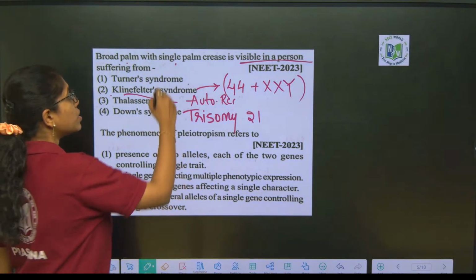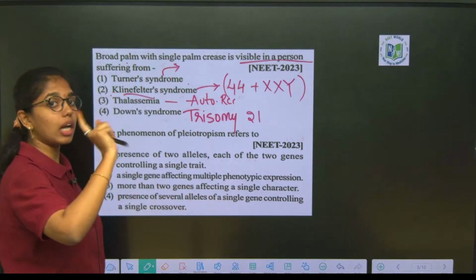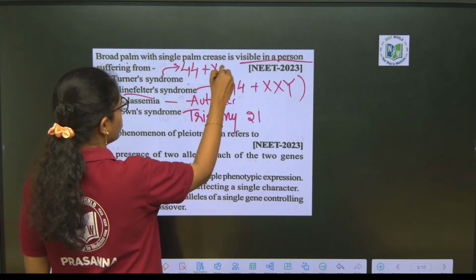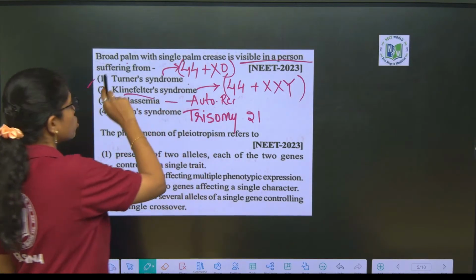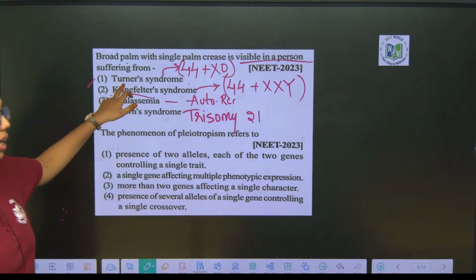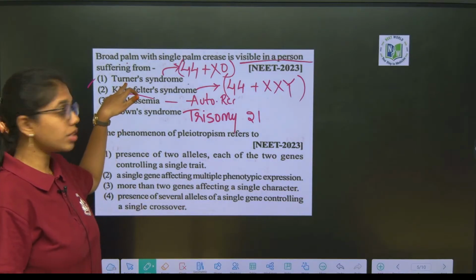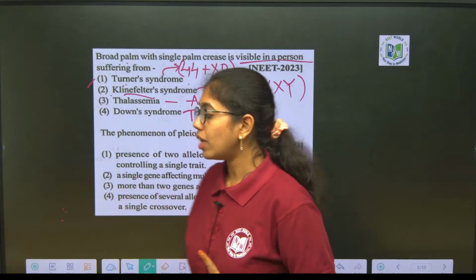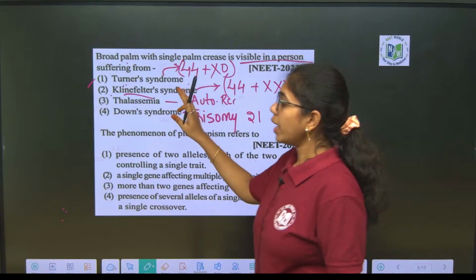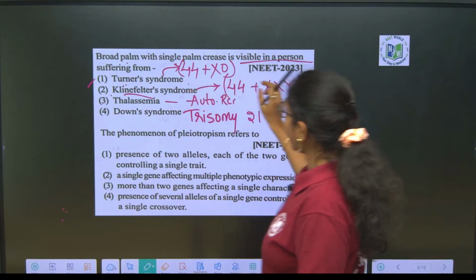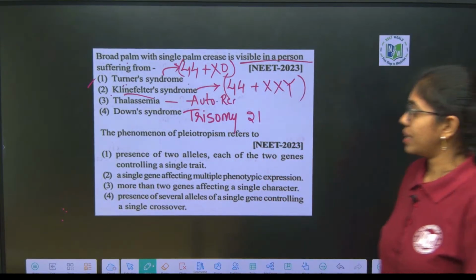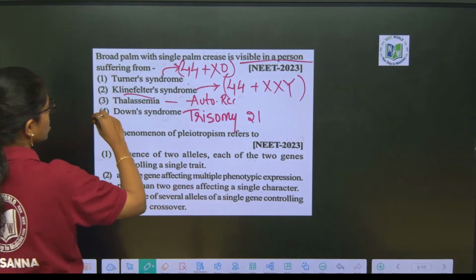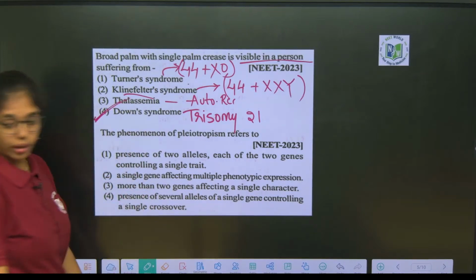And Turner syndrome is due to deletion of one allosome in females, which is 44 plus X. That is it. So, short stature, webbed neck and sterile females. Turner syndrome is observed in females in which an X chromosome is deleted, and Klinefelter syndrome is observed in males where an extra X chromosome is present. Clear now? So, with respect to this question, the right answer will be option 4.